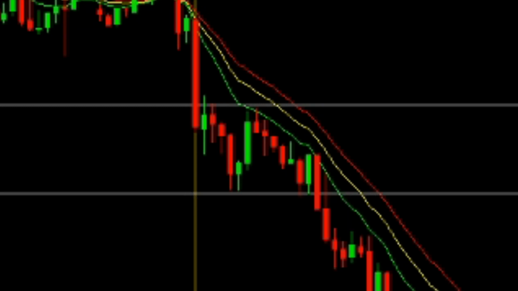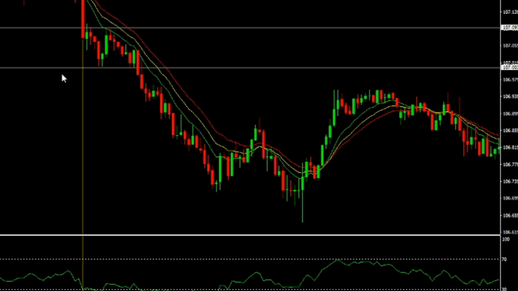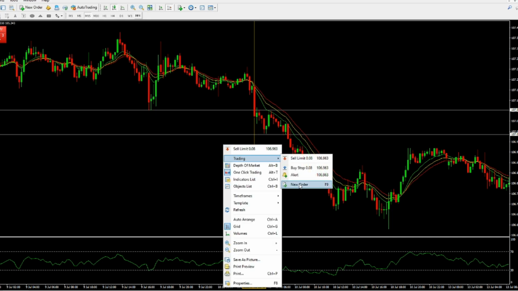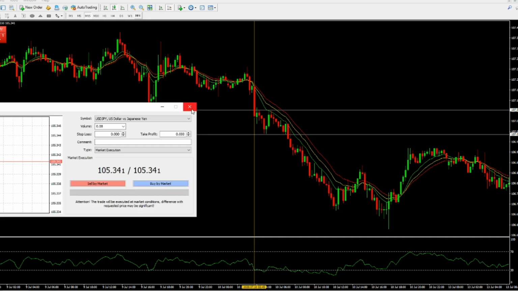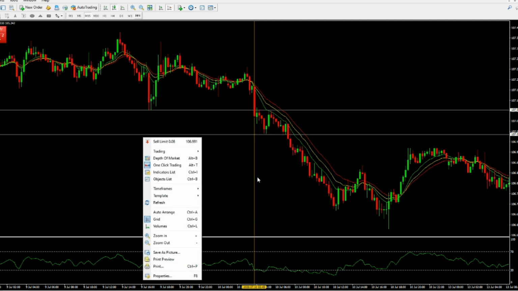So how do we enter? As we mark, this is the highest point, and this is the lowest point. We will put our pending order to this area. Up here will be our stop loss, and this will be our entry, 107, for example.